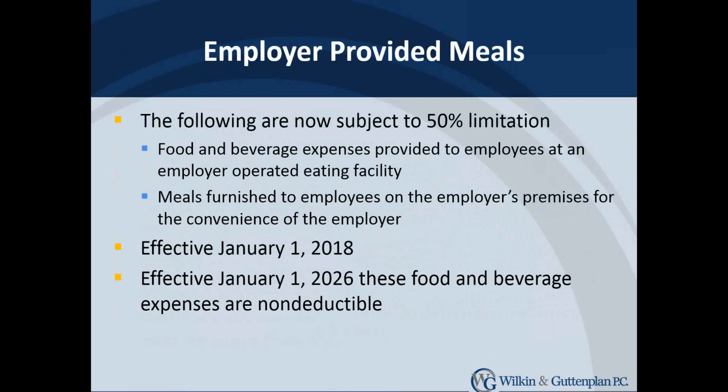You can only deduct half of them. Once we get to 2026, these food and beverage expenses are going to be completely disallowed. It's also going to apply for meals furnished to employees on the employer's premises for the convenience of the employer. Previously, a lot of these were available to be excluded by the employees as a de minimis fringe benefit and fully deductible by the employers. These are now going to be subject to the 50% limitation for other types of meals as well.